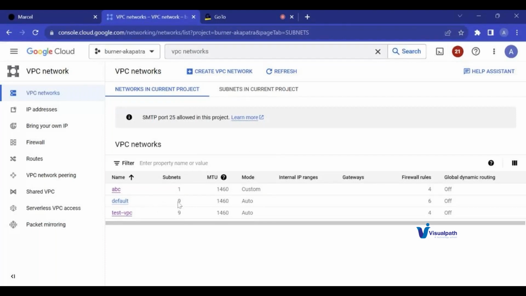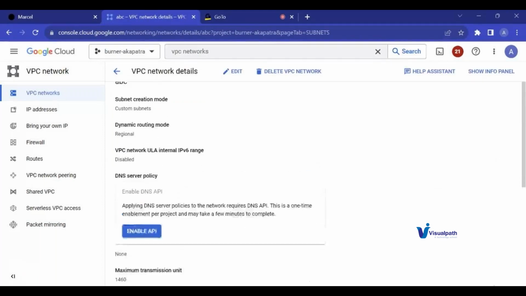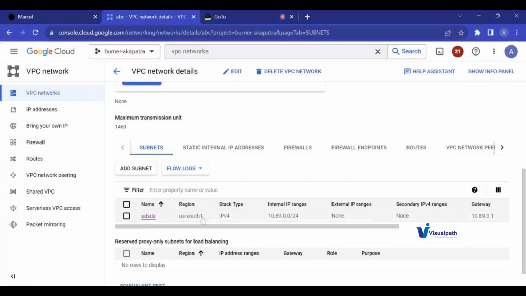So I have done a bit of modifications. That is the reason why it is showing 9 for me. I have removed the subnets which I will never be using. So we can do customization on that. I have also created a test VPC that's also on auto, and a VPC named ABC, and that's custom, right? And it is sitting on a region of, I guess, Dallas. Let's check the region. It is US South 1.